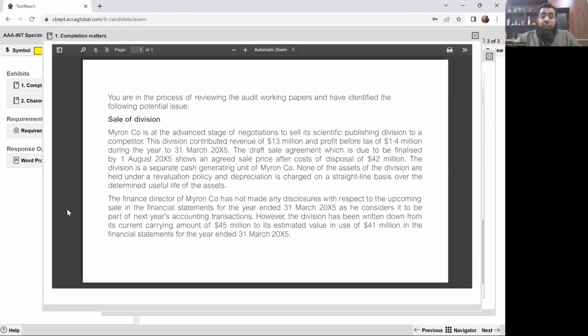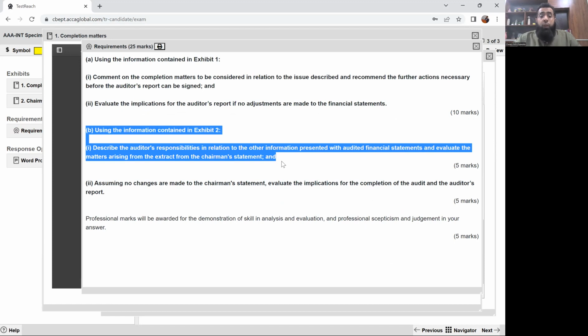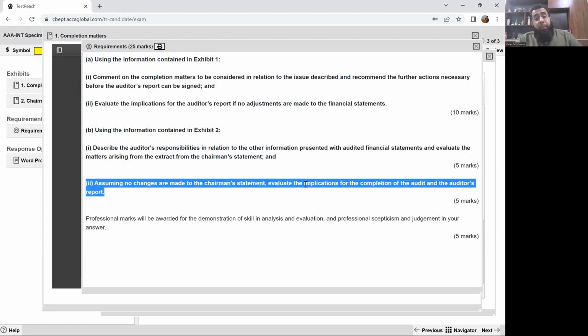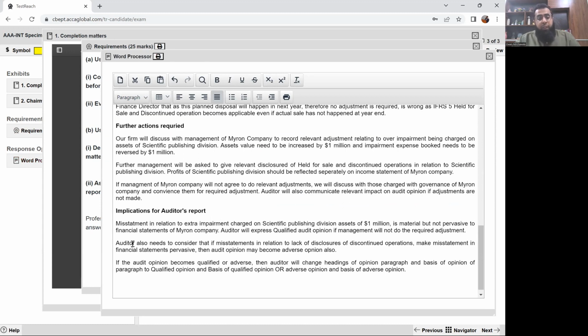Now let's move towards part B, which relates to Exhibit 2. Using information contained in Exhibit 2, describe the auditor's responsibility in relation to other information presented with the financial statements and evaluate the matters arising from the extract from the chairman's statement. Now, this is a separate requirement of 5 marks. And then, assuming that no changes are made to the chairman's statement, evaluate the implication for completion of the audit. That is a separate 5 marks requirement. So we will attempt them separately. This is also an easy one.